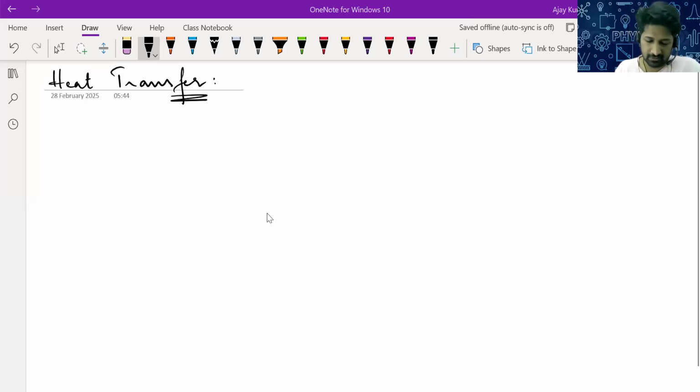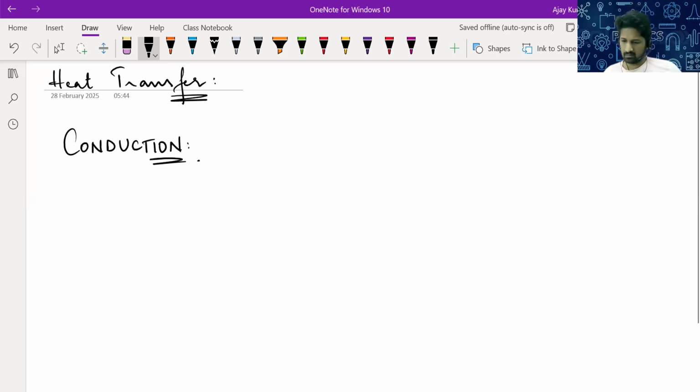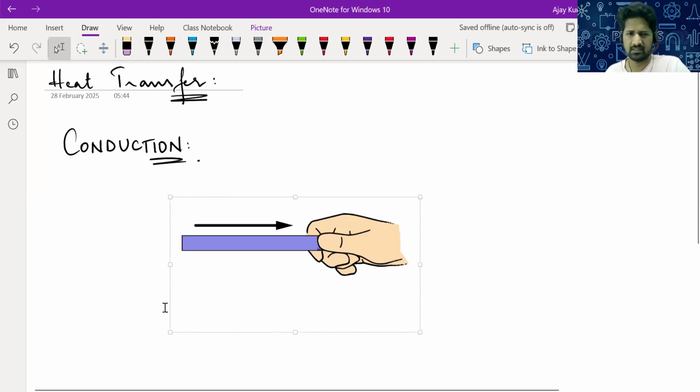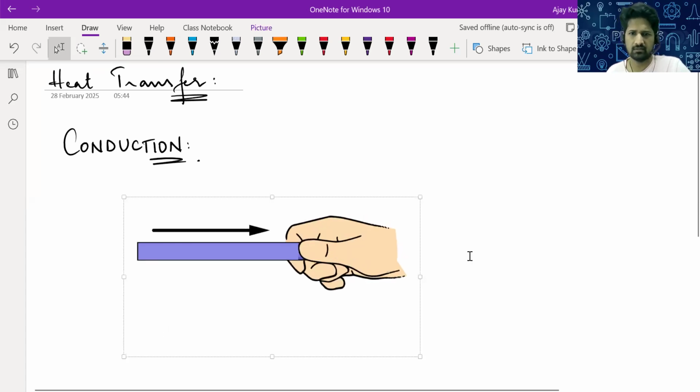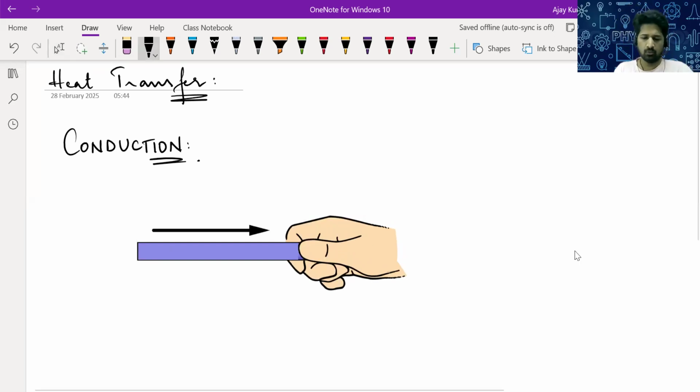The first mode of heat transfer that we'll be talking about is conduction. Consider an example like this. Suppose there is some object. Okay, let's say a small rod or stick like this. Fine. Assume it is at room temperature. The entire rod is at the same temperature, that is room temperature.